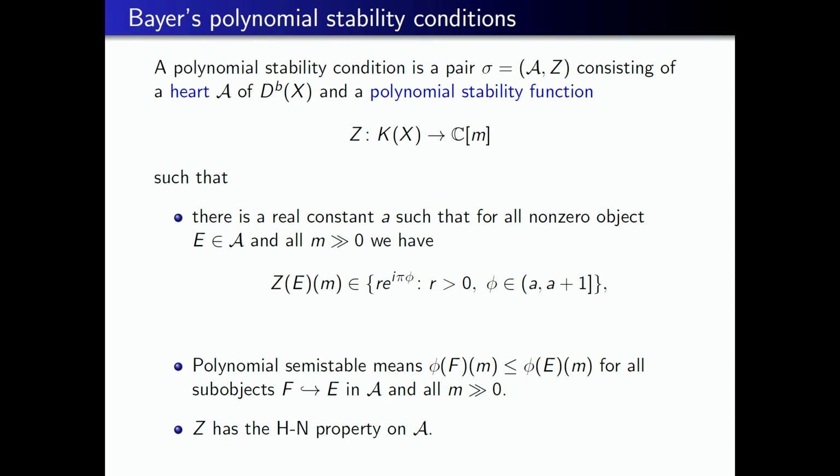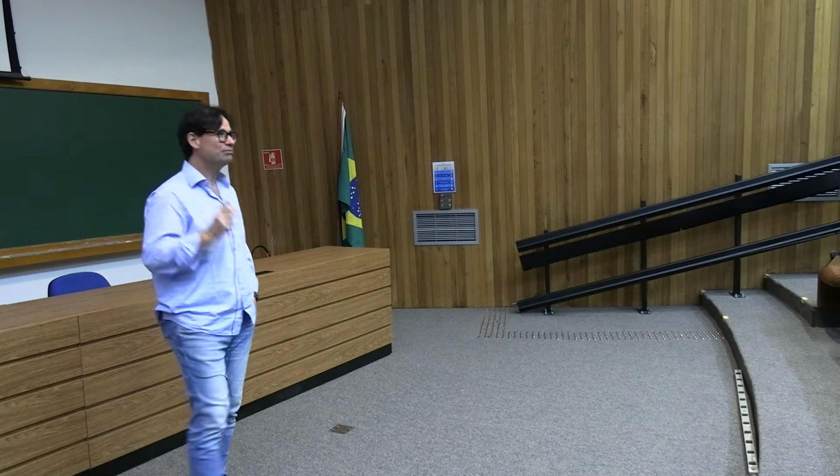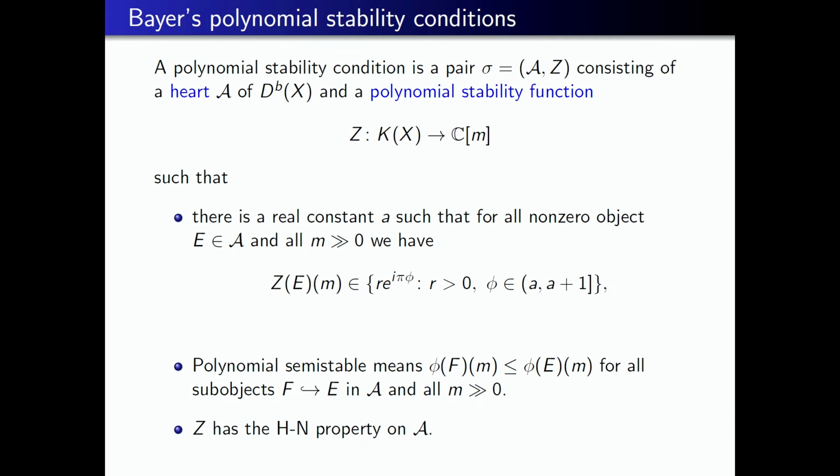Good. Now, to explain what DT and PT stability are, let me talk a little bit about Bayer's polynomial stability. It's a variation of the stability condition on an abelian category or on a triangulated category. But instead of the stability function taking values in complex numbers, it takes values in polynomials with complex coefficients.